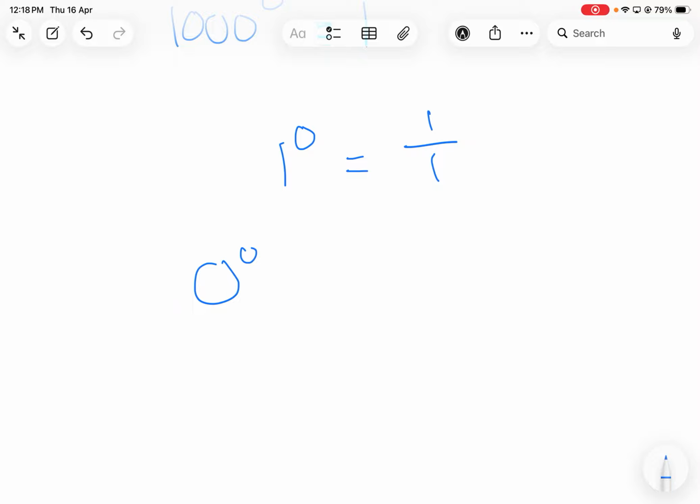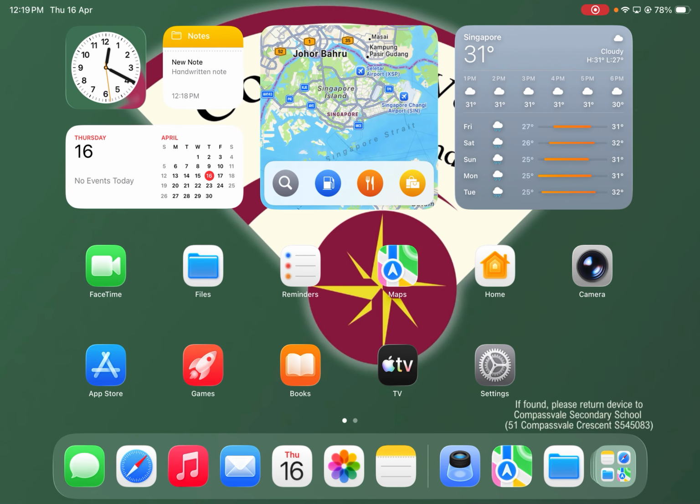Okay? Because 1 to the power of 0 means 1 over 1. 0 to the power of 0 means 0 over 0. But in mathematics, we cannot divide any number by 0. Okay? So there is actually no value for 0 to the power of 0. So other than 0, any number to the power of 0 is always equal to 1. That is the most important thing you need to learn today. Can? Okay, let us take a look at your questions.